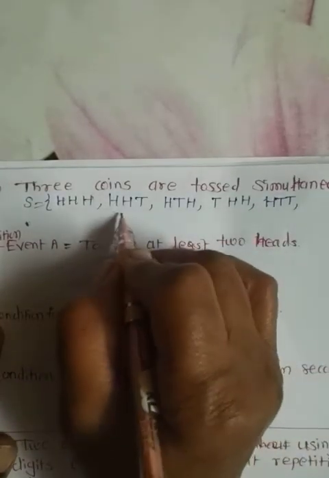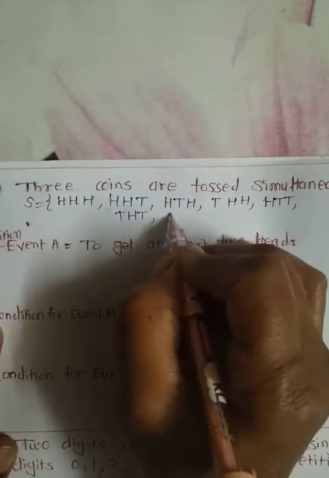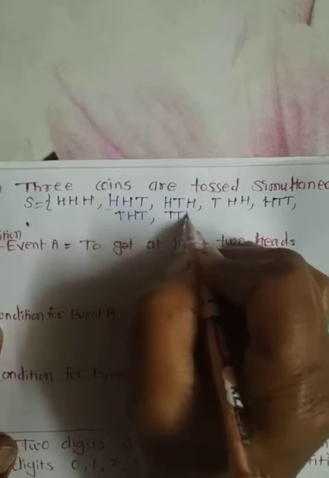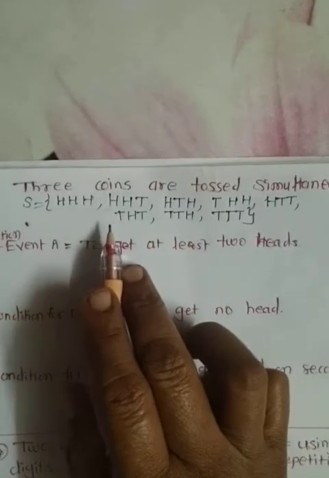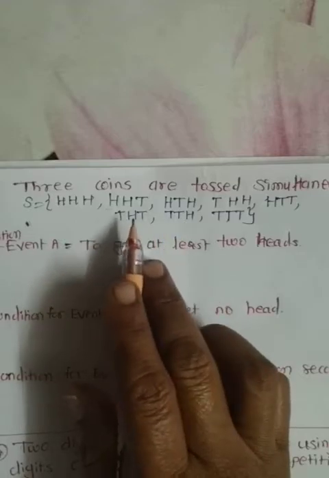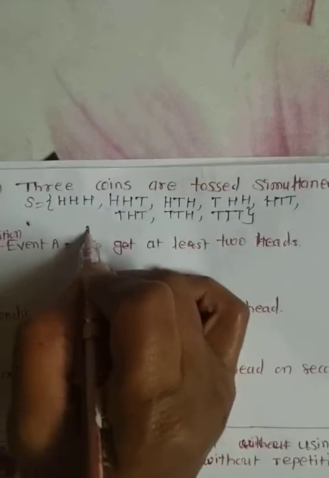And next one, that is THT, again TTH, and last one TTT. Means here we have to take all possibilities according to the head and tail. If we count the sample points, they will be 8.